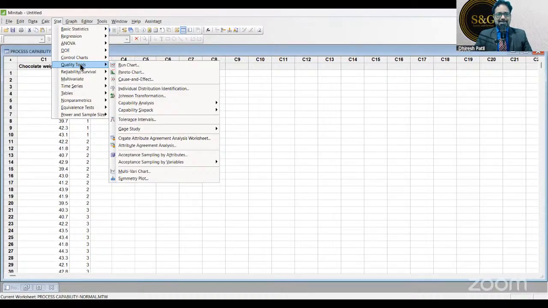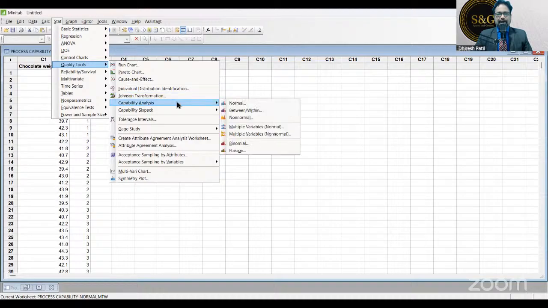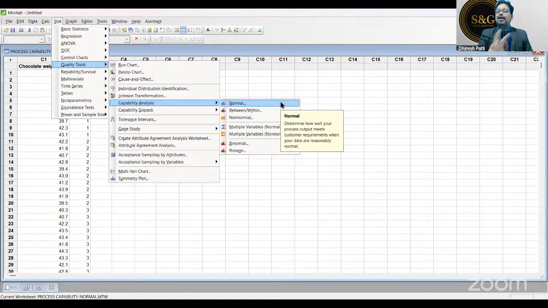So lower specification is 36, upper is 48. Stat, Quality Tools, Capability Analysis, Normal. Why normal? Because we are assuming that this data is normally distributed data. Okay. How do we check whether this data is normally distributed? Type in the chat box. How do we check whether this data is normally distributed?